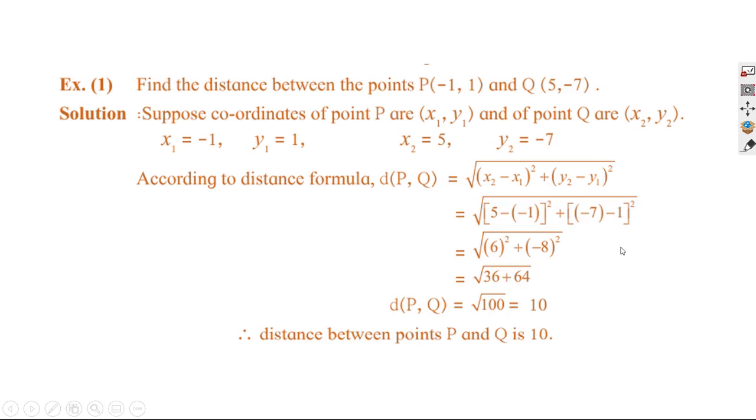These are certain examples for you. Find the distance between points P(-1, 1) and Q(5, -7), which are respectively the coordinates x1, y1 and x2, y2. We will mark them as x1, y1, x2, y2 and substitute in the formula. x1 is -1, y1 is 1, x2 is 5, and y2 is equal to -7. We will simply substitute in the formula, follow the principles of arithmetic and get the answer. Nothing to worry about in that.